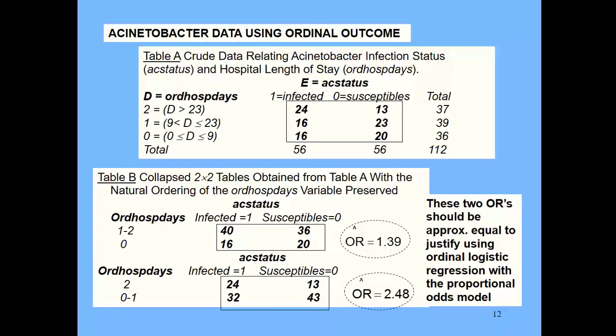Okay? So now for these tables, I can compute the odds ratio for what's in the table. I get 1.39 and 2.48. That's what I get for these two tables. Now, what I wrote over here was that these two odds ratios should be approximately equal to justify using ordinal logistic regression with the proportional odds model.